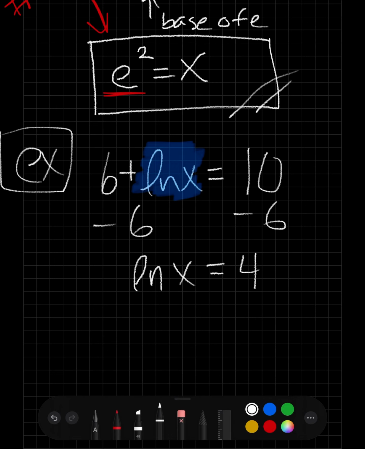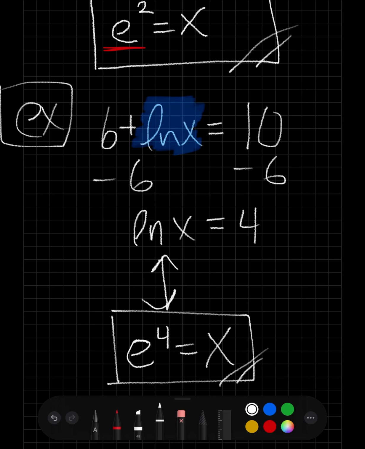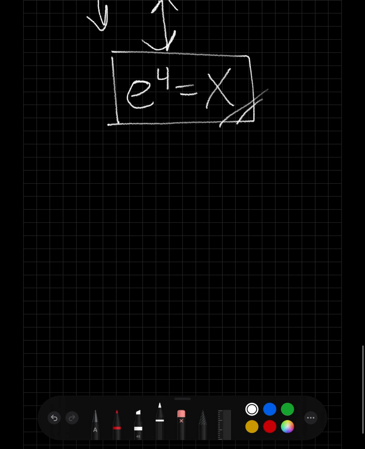This can only be true if the equivalent exponential statement is true. So this is true, the ln of x is equal to 4, only when e to the 4th power is equal to x. And that actually gives us our final answer. Just translating this statement from its logarithmic form to its exponential form gives us our answer.